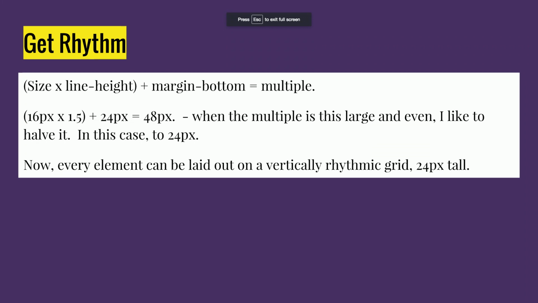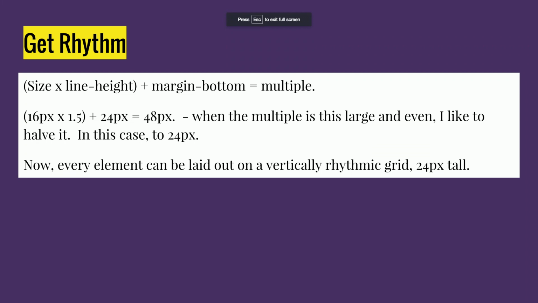So in this example, which is a pretty common one, we've got a body copy size of 16 pixels multiplied by 1.5, which gives us a product of 24 pixels. We're going to add a margin bottom of 24 pixels, and that gives us a nice round number of 48 pixels. Something that large, we can halve and still get a reasonable baseline of 24 pixels. Everybody tracking with me? You can nod your heads. Some nodding, some not. Okay, good. Now every element can be laid out on a vertically rhythmic grid, 24 pixels tall.